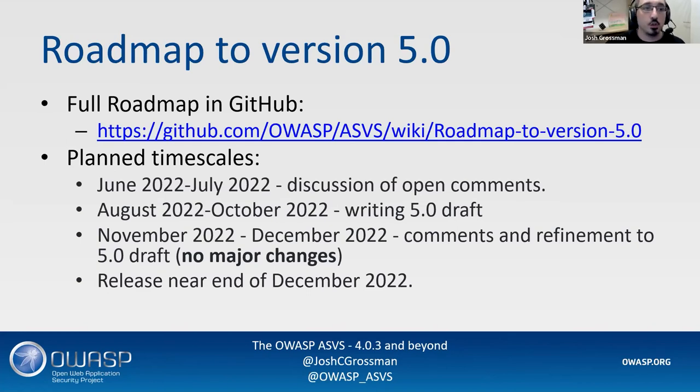The idea is that over the course of August to October, we'll start writing the draft for 5.0 based on the 4.0 text, but obviously there'll be a lot of things that are moved around and generally tidied up, incorporating the results of the discussions from the open comments. We've left 3 months for that because we too need to have holidays. And again, it's a big undertaking. And then the idea is that in November and December, we should get comments on a draft of version 5.0 with an aim to then release at the end of the year.